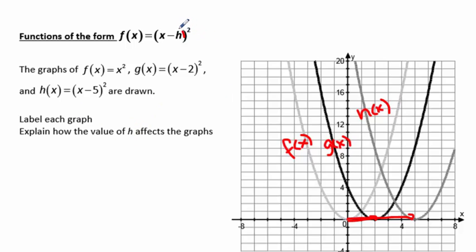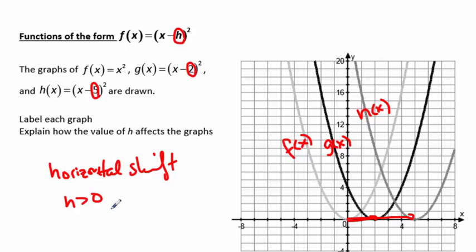Notice the value of h is the value that comes after the negative. The value that comes after the negative is 2 right here. The value that comes after the negative is 5 right here. It's going to be a horizontal shift, and if h is larger than 0, we're going to go to the right.